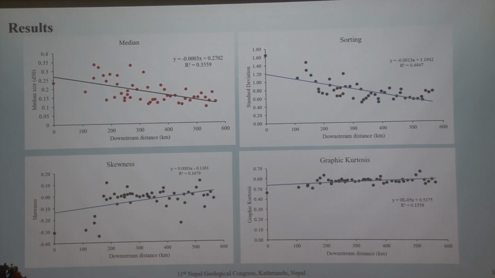The fourth one is the kurtosis graph against the downstream variation. We saw the kurtosis values; the trend is almost similar, which means there is no drastic variation among the segments.